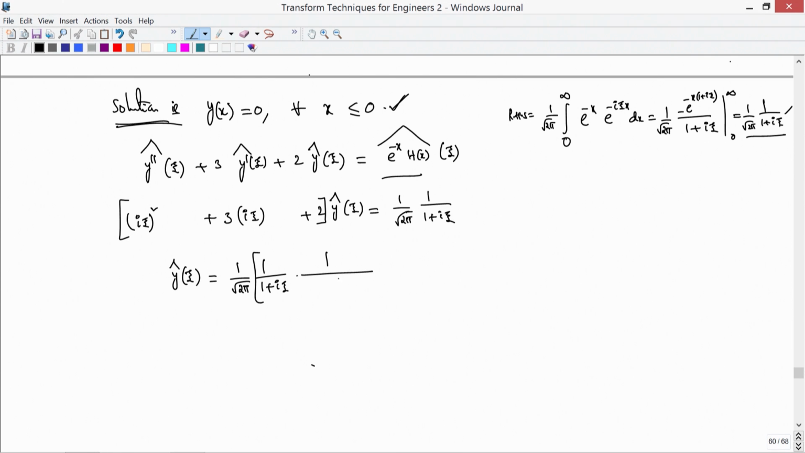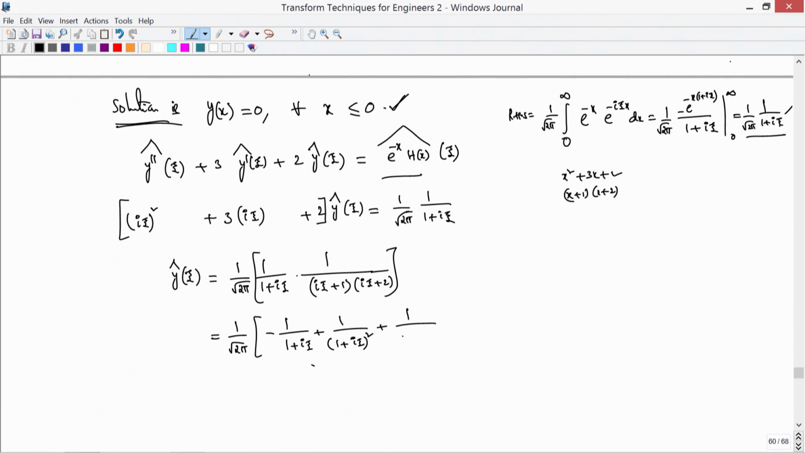So, y cap of xi is 1 by root 2 pi times 1 by 1 plus I xi, into 1 divided by I xi square, like if I put I xi as x, x square plus 3x plus 2. So, you have x plus 1 into x plus 2, you can write this. If you write it like that, you have I xi plus 1 and I xi plus 2. So, if you write this in partial fractions: minus 1 by 1 plus I xi, plus 1 by 1 plus I xi whole square, plus 1 by 2 plus I xi. So, this is what we have after partial fractions.